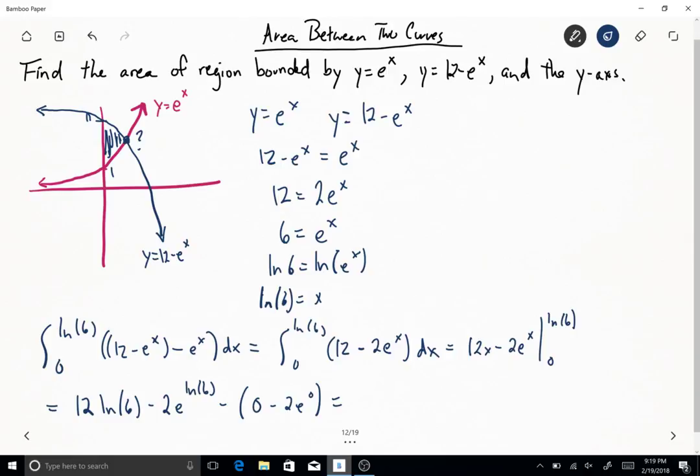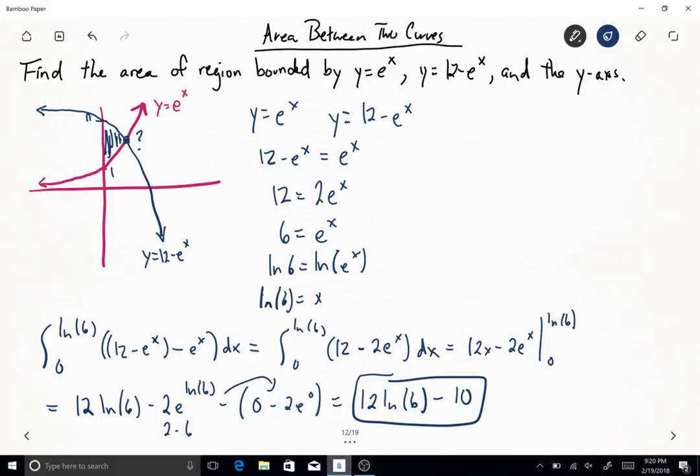Notice the second component, 2e to the natural log of 6, that's just 2 times 6, essentially. So notice that's 12. So you get 12 natural log of 6, and then minus 12, and then you're going to add that 2 back, so that makes it actually 10. So 12 natural log of 6 minus 10. And natural log of 6 is some number greater than 1. So this does make sense because we have a positive value sitting right there.